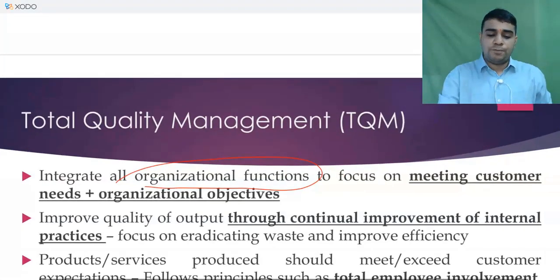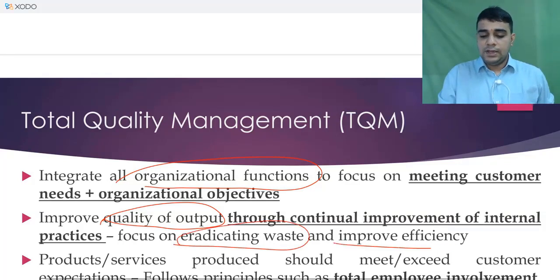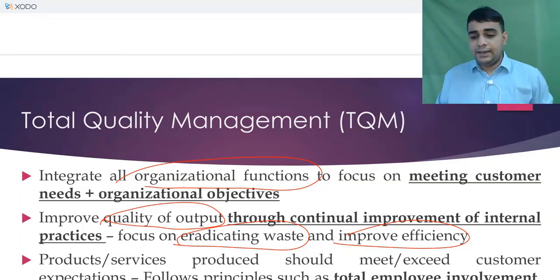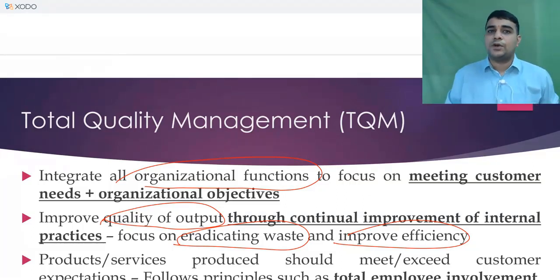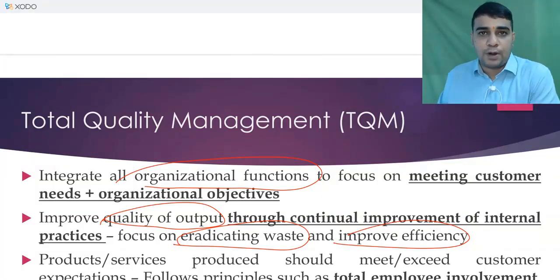Improve quality of output through continual improvement of internal practices. What is continual improvement? It is Kaizen costing. There should be continuous improvement in the organization. I want to remove waste and improve efficiency. There are different types of waste which you will learn in the next chapter. Different types of waste could be scrap, rework, maintaining more inventory, over processing, maintaining more raw material inventory. All of that would come under the category of waste. The objective is to eliminate waste to the extent possible.